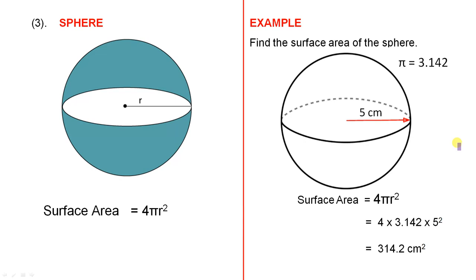Notice for all the examples, that's the three examples we've had, we were asked to use pi equals 3.142. We could have been asked pi equals 22/7. So depending on which value of pi you're given, that's the one you use.